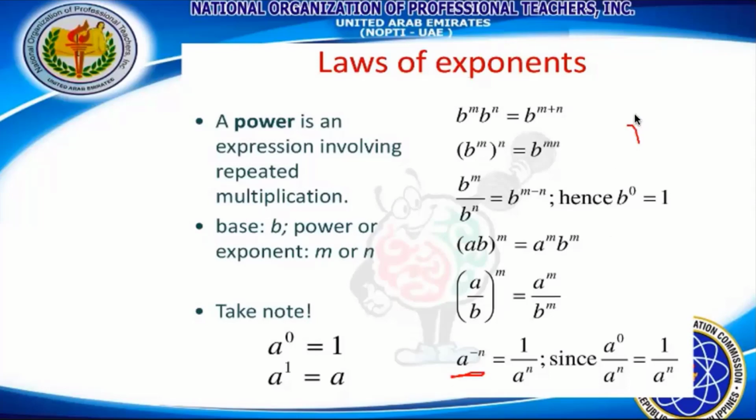Halimbawa, x raised to negative 5. Okay? So, as much as possible, wala kasing ganyan. So, ang gagawin, lagay mo sa baba, 1 sa taas, magiging x raised to positive 5 na siya. Okay? Magiging positive siya. Para maiwasan ang negative exponent. Okay? Now, let's apply.